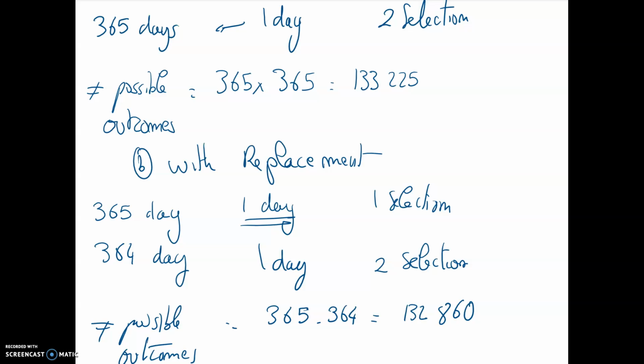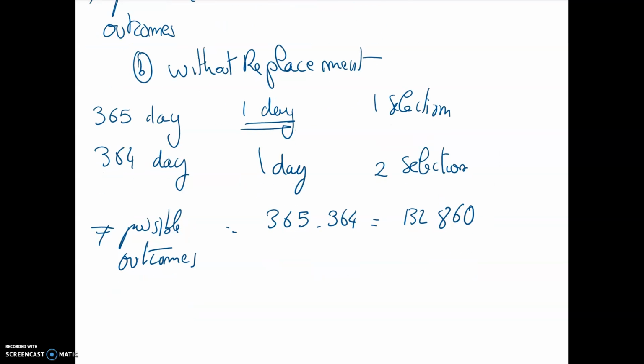Now, without replacement, and I should have written right here, without replacement, for the first selection, you still have 365 days, but because you don't put that day back into the days that you can choose from, for the second selection, you have 364 days. And so the number of possible outcomes is going to be 365 multiplied by 364. And so the answer will be 132,860.